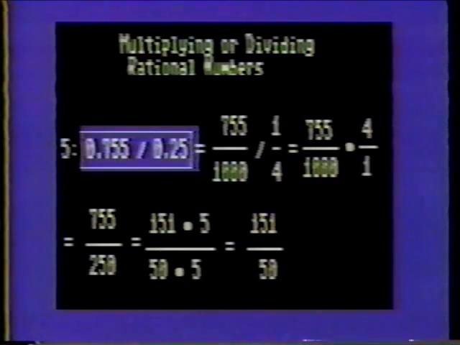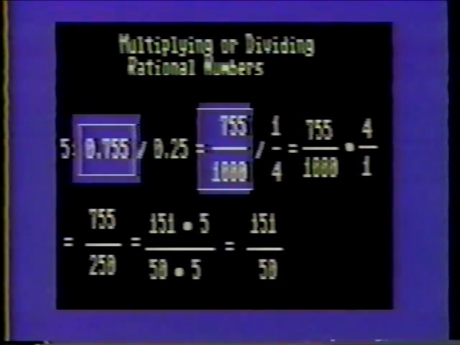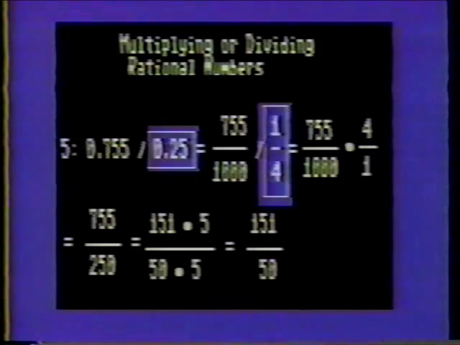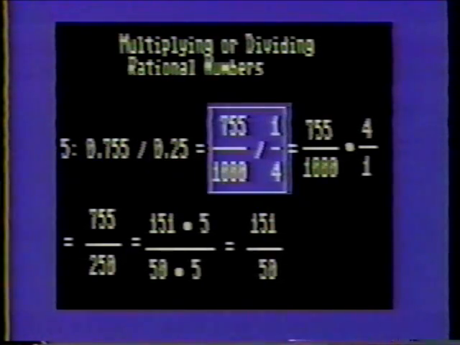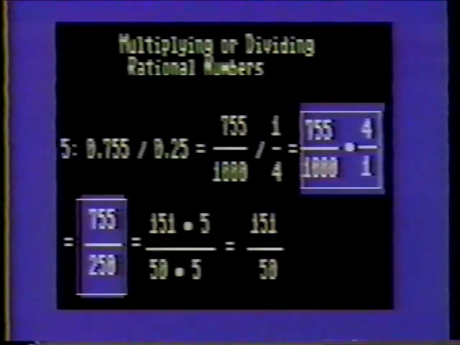Number 5, 0.755 divided by 0.25. Before we attempt to solve this problem, let's eliminate the decimals. 755 divided by 1,000 is the same as 0.755. And 1/4 is the same as 0.25. Now the problem reads 755 divided by 1,000 divided by 1/4. It reads 755 divided by 1,000 times 4 divided by 1.